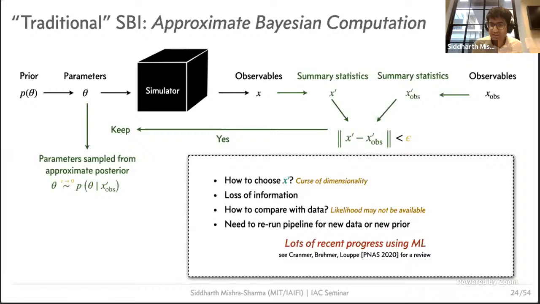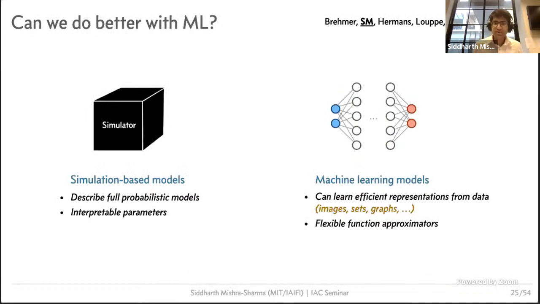So there's lots of recent progress in dealing with this using techniques from machine learning. And if you're interested, I'd encourage you to see this review by some of my collaborators in PNAS. So the question we asked a couple of years ago with Johan Bremer, Kyle Cranmer, as well as Joey Hermans and Gilles Loup, who are in Belgium, is can we do better for the strong lensing substructure problem with machine learning? So we have good simulators which describe full physical models with interpretable parameters. And these days we have machine learning techniques that can learn efficiently from high dimensional data sets and can efficiently approximate functions and distributions. So can we combine these two in a nice way?